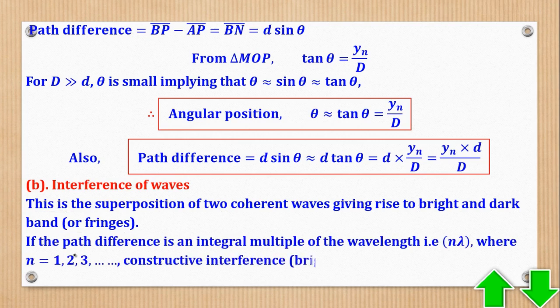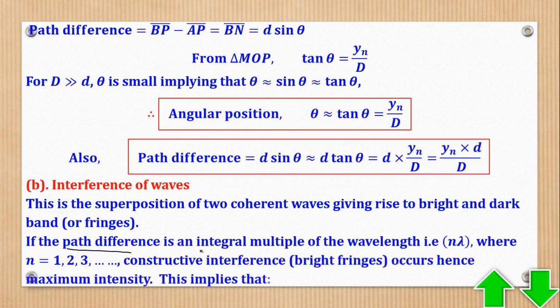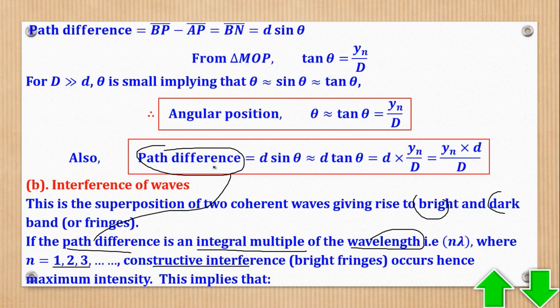So there's a condition that if the path difference is an integral multiple of a full wavelength, that is nλ, where n is an integer, it implies that constructive interference has occurred, and as a result, bright fringes will be formed. So the condition for bright fringes to be formed after interference is when the path difference here is an integral multiple of a full wavelength.